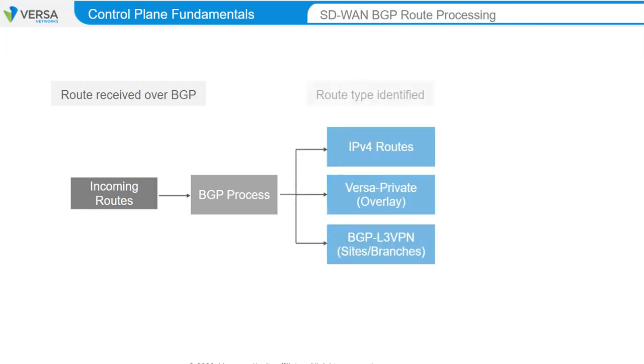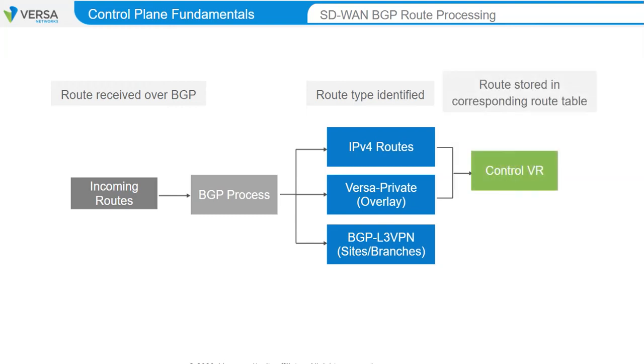Standard IPv4 routes are placed in the control VR main routing table. Routes that are received that are of the Versa private type are placed in the Versa private route table in the control VR. Customer routes that are received are sorted according to the VRF target communities.